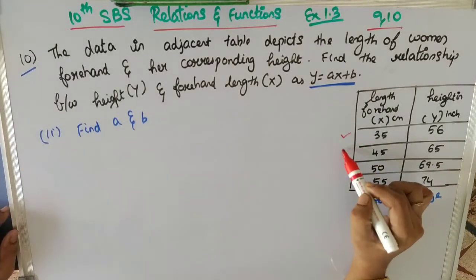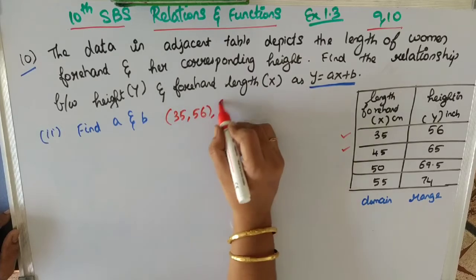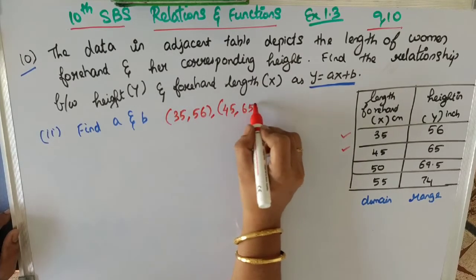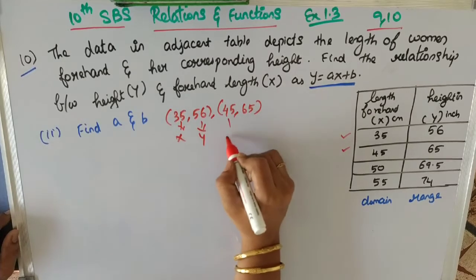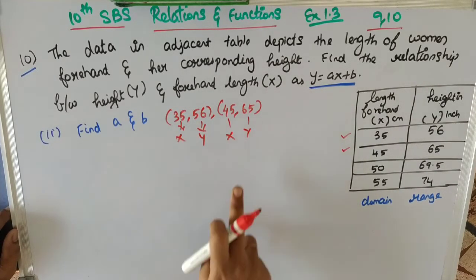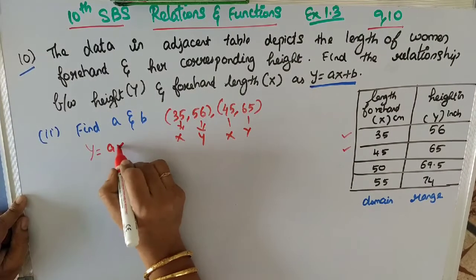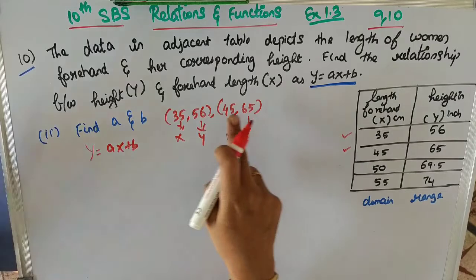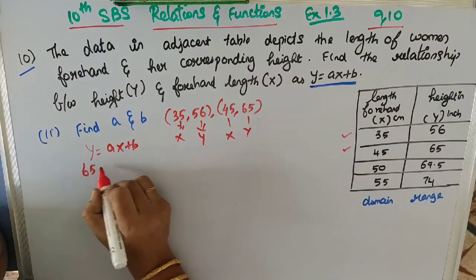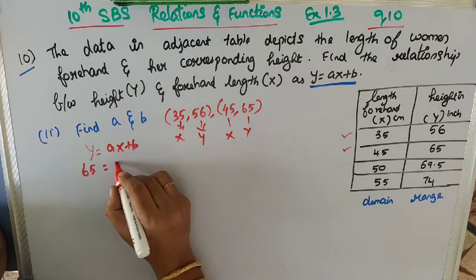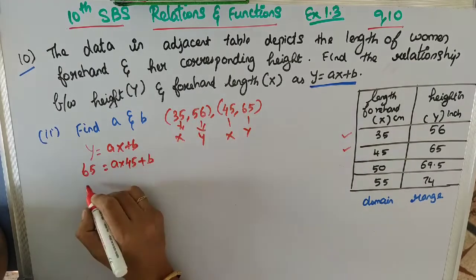We have to find a and b. For that I have taken two ordered pairs, 35 comma 56 and 45 comma 65. 35 comma 56 is x and y. 45 comma 65 is x and y. It is in the table. Now let me take the relation. What is the relation here? y is equal to ax plus b. Now I am substituting the second ordered pair because it is a bigger one, right? So in the place of y I am writing 65 and x is 45.